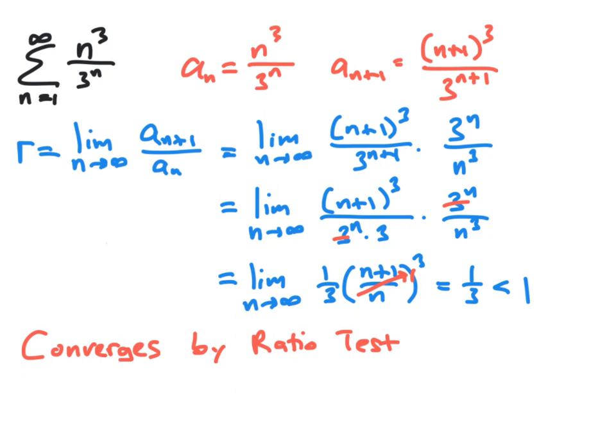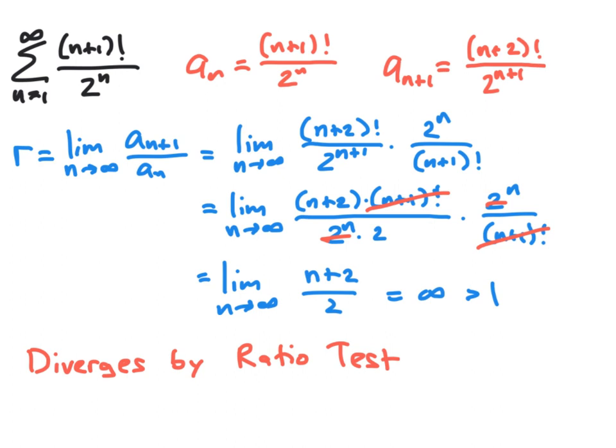We can then rewrite (n+1) cubed over n cubed as (n+1) over n, quantity cubed. As we take the limit as n goes to infinity, the expression in the parentheses, (n+1) over n, will get closer to 1. And so this approaches 1/3 times 1 cubed. And of course, 1 cubed is just 1. And so a limiting value here, our value of r is 1/3, which is less than 1. And since r is less than 1, this particular series converges by the ratio test.